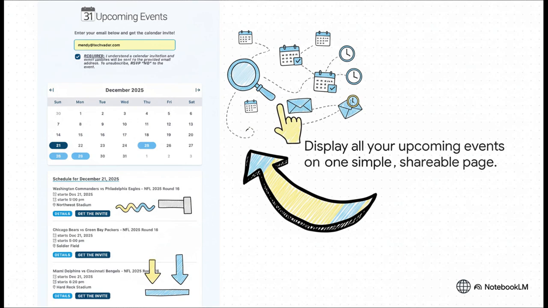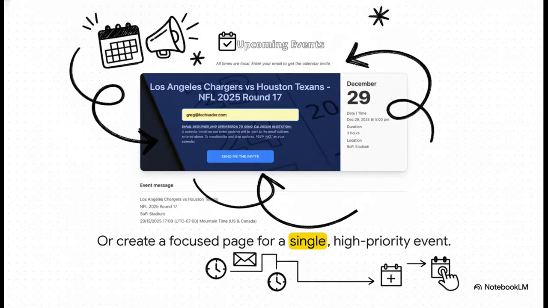And here's where it gets really flexible. You can actually have a single landing page that pulls in all of your upcoming events. So people can just scroll through, see everything you've got on the docket, and pick and choose which ones they want to get an invite for. But maybe you have one really big event coming up, a huge webinar or a product launch. No problem at all. You can also generate a page that's focused on just that one event. It's clean, it's simple, and it drives people to do one specific thing: get the invite on their calendar.